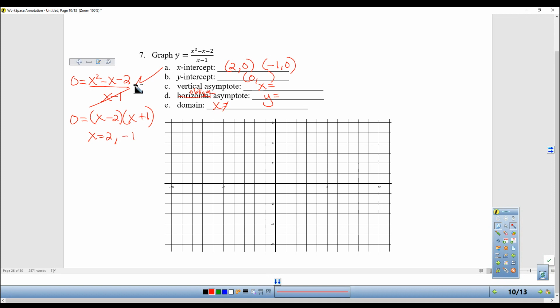To find the y-intercept, I'm going to let x be 0. So 0 squared minus 0 minus 2 over 0 minus 1 is -2 over -1, which is 2. So I already know a lot. I know (0, 2), I know (2, 0), I know (-1, 0).